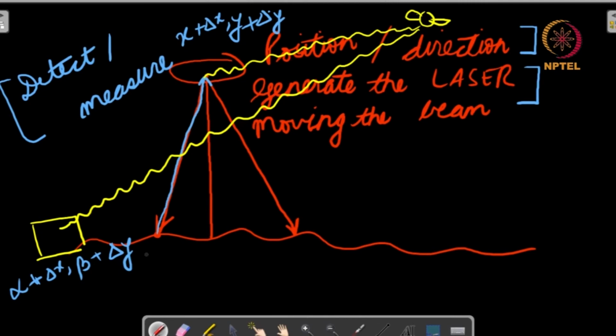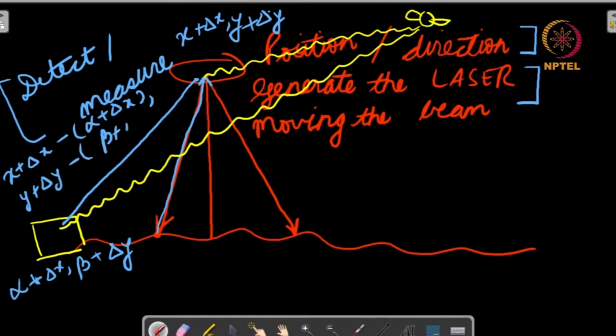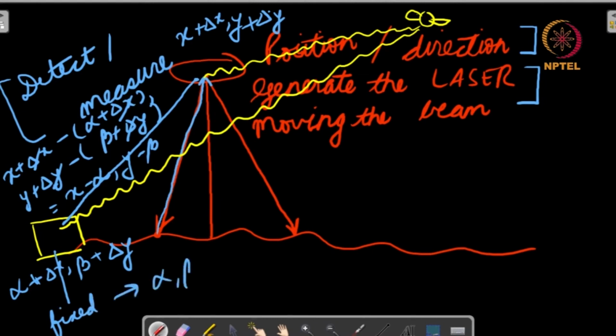Now this is because the error is the same, because it is coming from the same satellite, and in that case you can now compute the location of the aircraft with respect to the ground station, because if you subtract both of these locations, you get x plus delta x minus alpha plus delta x, and y plus delta y minus beta plus delta y. Now in this case, delta x and delta x get cancelled, delta y and delta y get cancelled, and so now the exact location of the aircraft is given by x minus alpha and y minus beta. Now in this case, because we know alpha and beta very well, because this is a fixed station, we very well know what alpha and beta are.